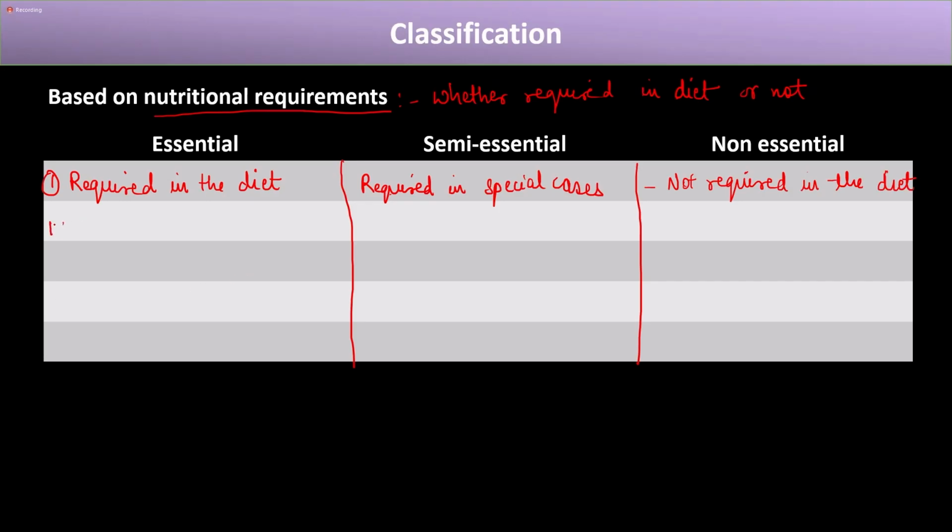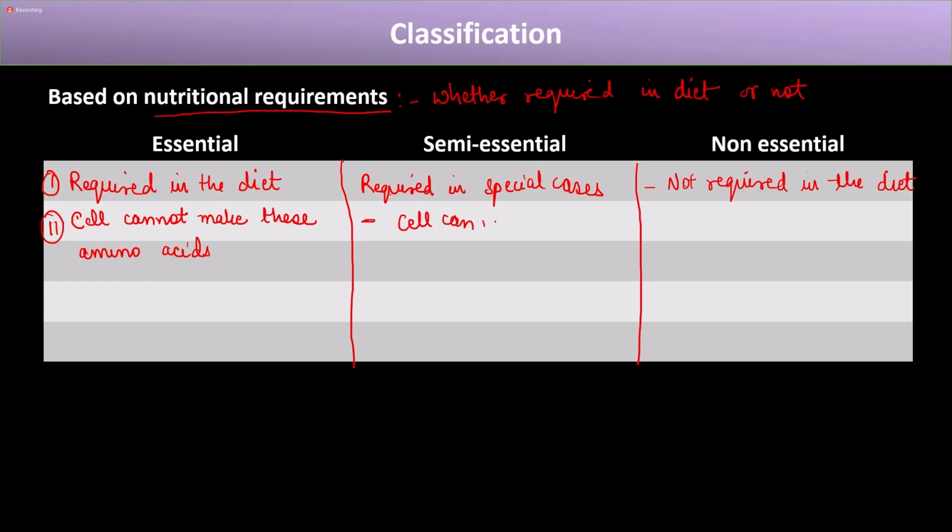Now, why are the essential amino acids required in the diet? Because our body or cell cannot make these amino acids. Because our cell cannot make them, they are required in the diet so that they can be taken from outside.